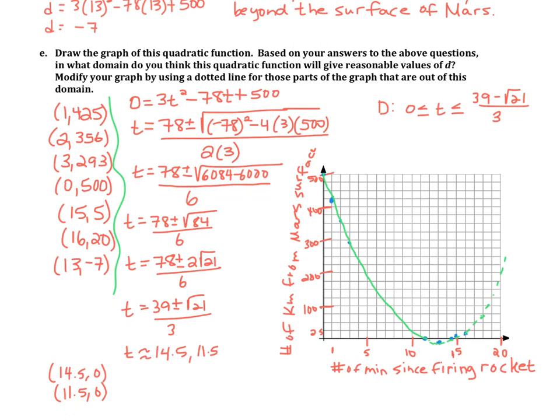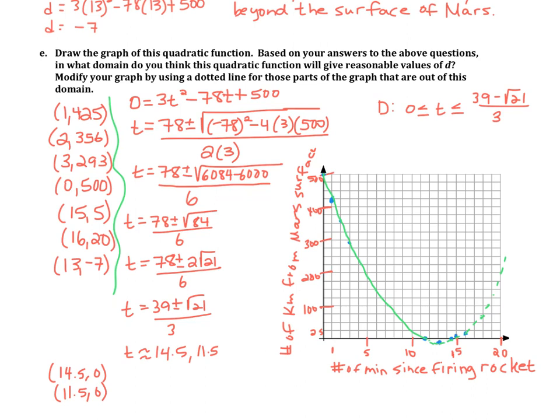Now, from a graphing perspective, I need to estimate what those values are so that I can graph them. So my final 2 ordered pairs that I have written over here are a result of taking 39 plus the square root of 21 all divided by 3, plugging it into my calculator, and getting that that's approximately equal to 14.5 comma 0, and then 39 minus the square root of 21 divided by 3, plugging that into my calculator and getting that that is approximately equal to 11.5 comma 0.